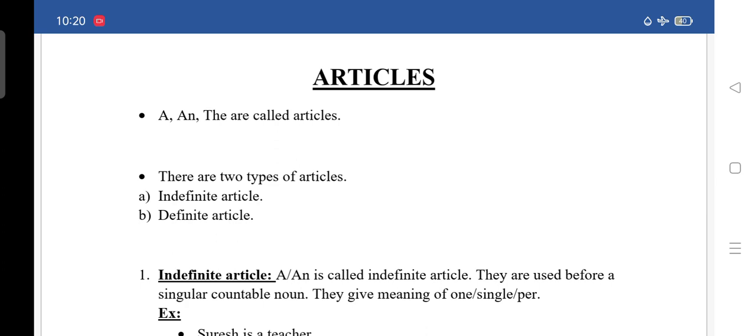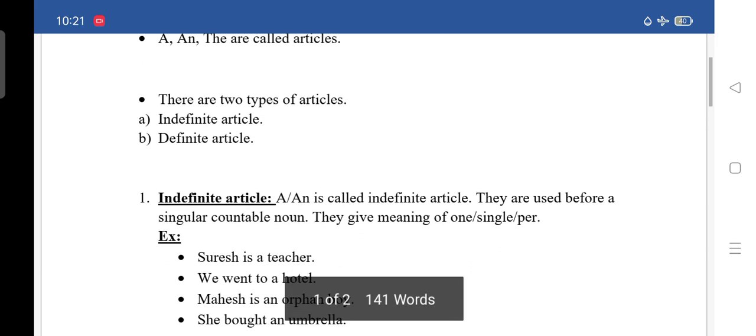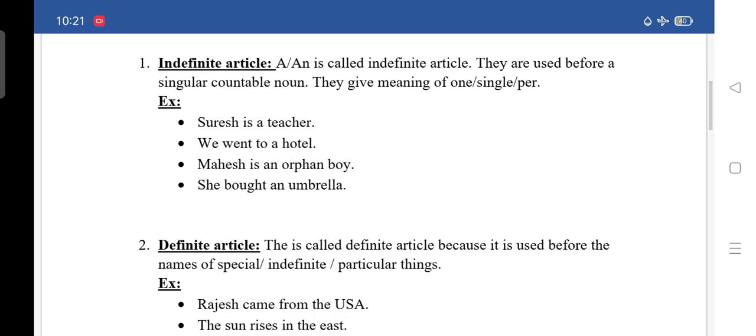Again, these articles are divided into two types. There are two types of articles. First one is indefinite article, second is definite article. So here I have given you in detail along with the definition and the examples. You can see here. First one, indefinite article. A or an is called indefinite article. They are used before a singular countable noun. They give the meaning of one or single.